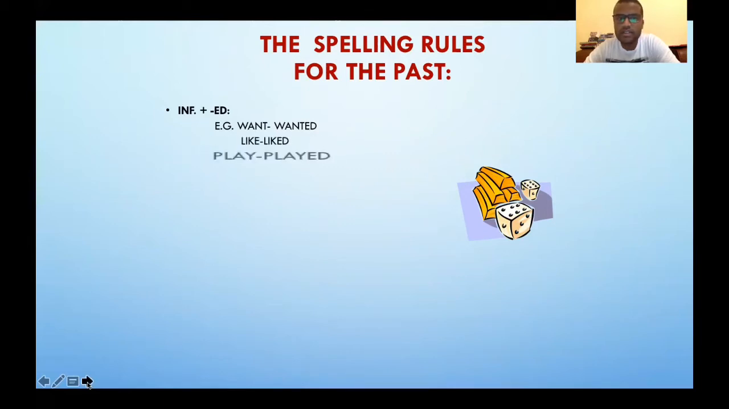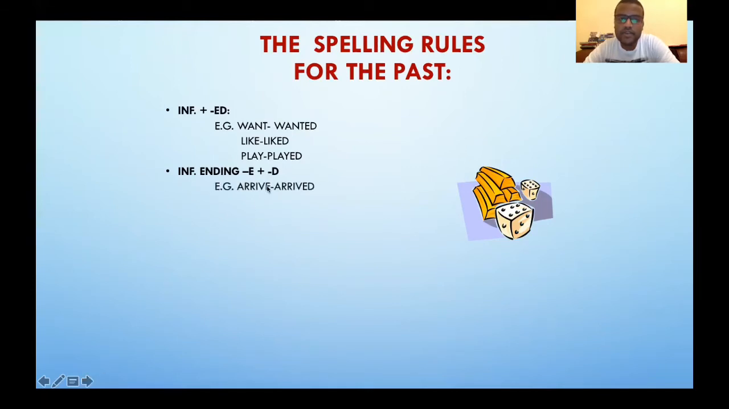We have liked. Here we add just d. Why? Because the verb ends in e. Then we have played. We add ed here. So all the verbs ending in e, we're going to add d. Most of the verbs that end in e, we add d.